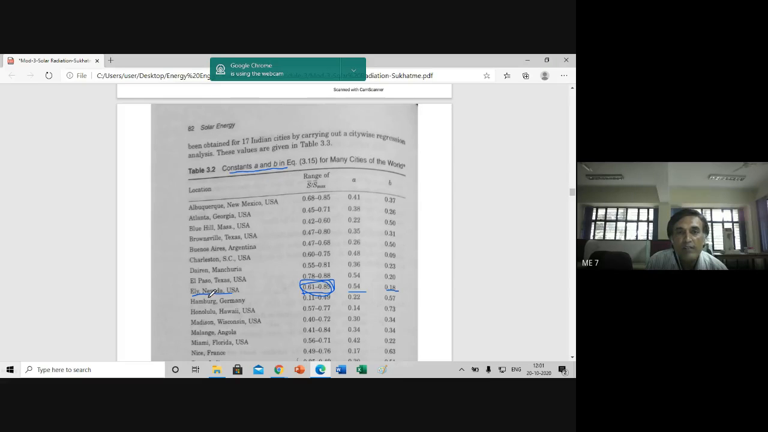Why I have chosen Nevada is that it is a hydroelectric power plant, the plan of the dam that I have shown. That is the Nevada place, hydroelectric power plant. That is why, just for familiarity, I have taken this one.